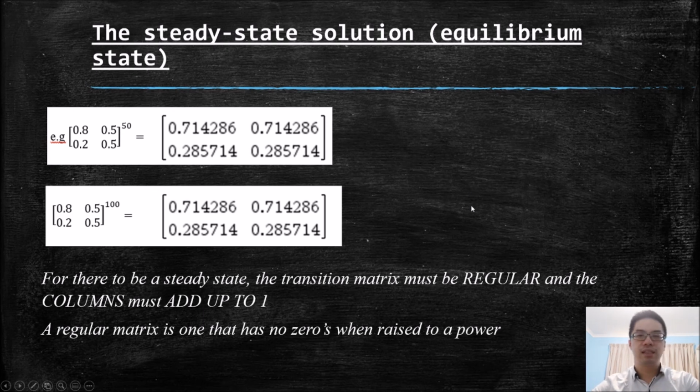So for there to be a steady state, the transition matrix must be regular, and the columns must add up to 1, as per usual.